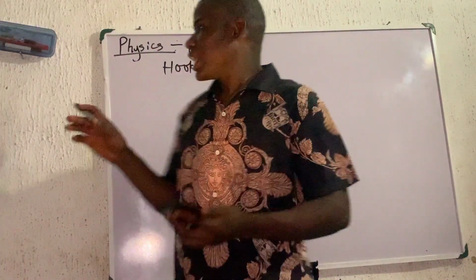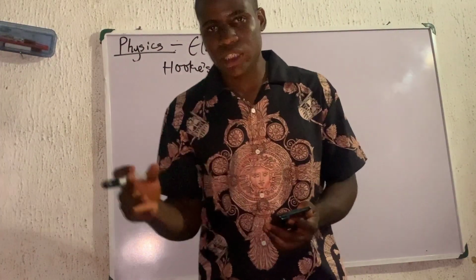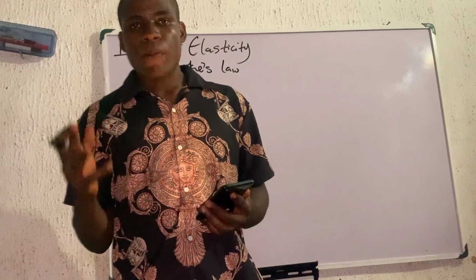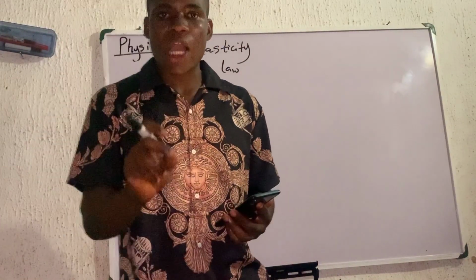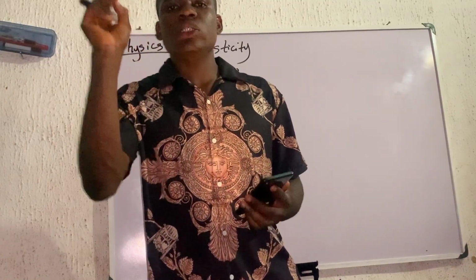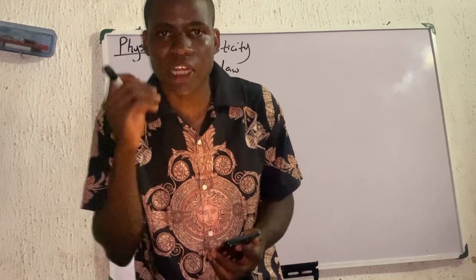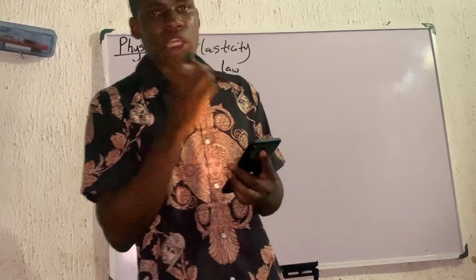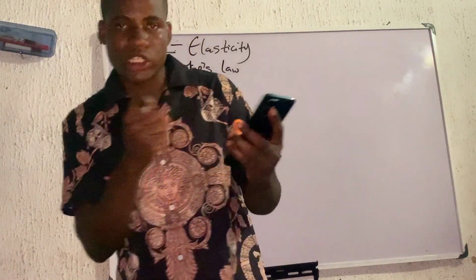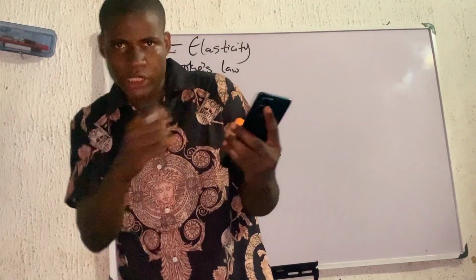I'm having elasticity on the board, and we have to talk about it. Now, elasticity is a property of an elastic material to return to its original size after being distorted by an external force. It's just like a rubber. If I get a rubber and I stretch it, let's say it is being extended.